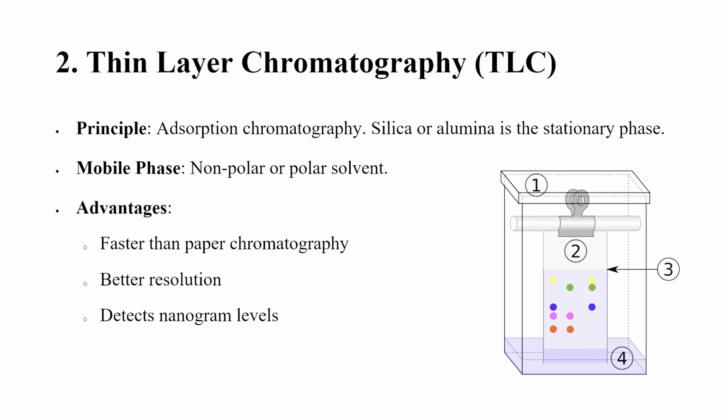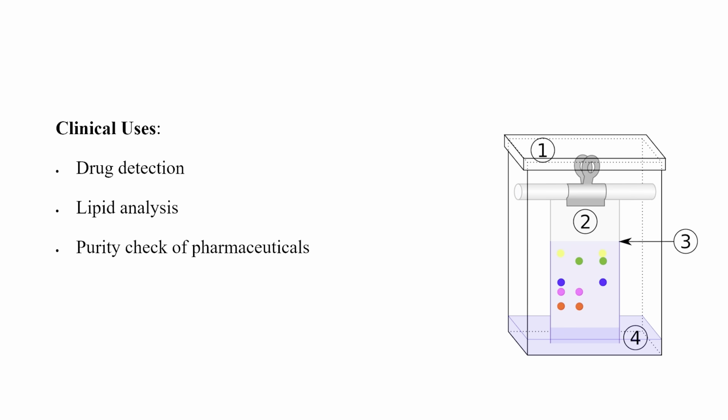Moving on towards the next type, that is thin layer chromatography, that is TLC. So the principle of thin layer chromatography is adsorption. It's an adsorption chromatography. Silica or aluminium is used as a stationary phase in this chromatography. So the mobile phase here is a non-polar or polar solvent, can be either. Advantages of this is that it is faster than paper chromatography, it has a better resolution, and it detects nanogram levels. Clinical uses include drug detection, lipid analysis, and purity check of pharmaceuticals.